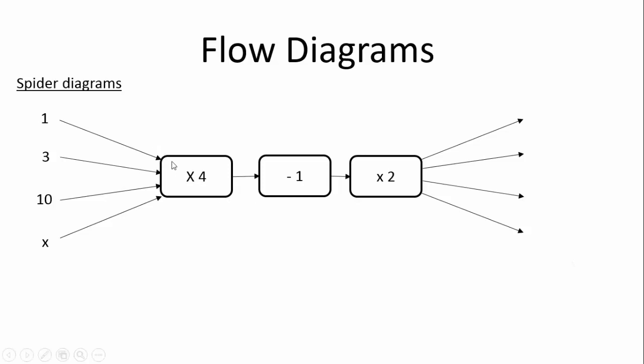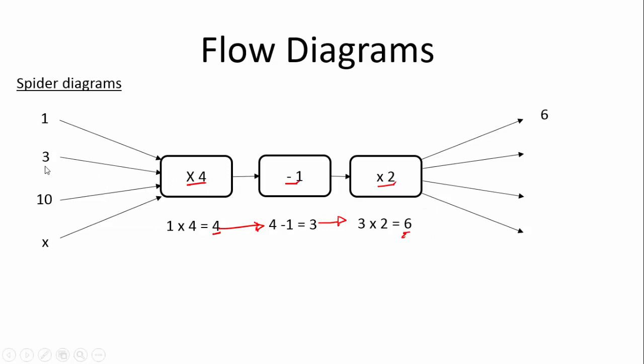Let's have a look at this spider diagram. We now have times by 4, minus 1, times by 2. Here it's very important we do it in order. We've got to first do this, then this, then this. So 1 times 4 is equal to 4. Now we've got a minus 1, so 4 minus 1 is equal to 3. And only then can we times that 3 by 2. And that gives us our answer of 6.